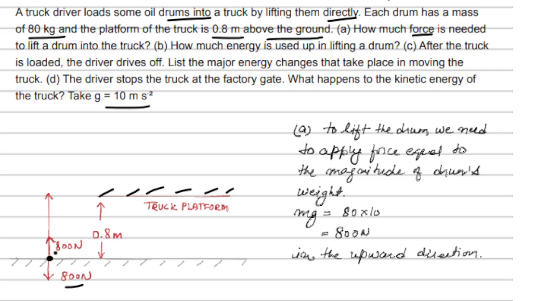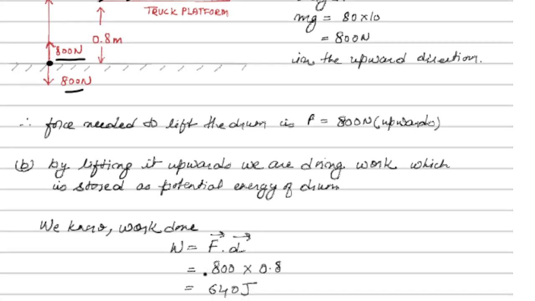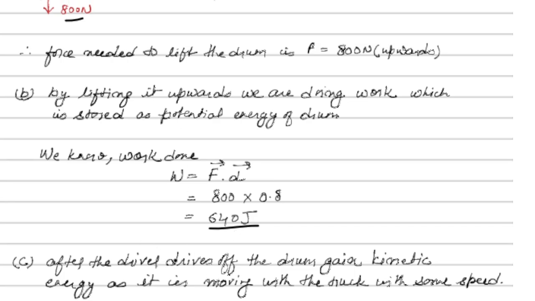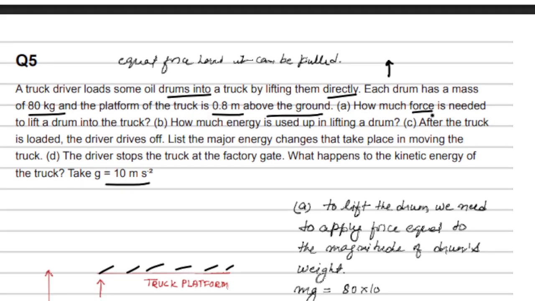So we assume that it is exactly equal to 800 Newton, and this force multiplied by the displacement, that is the height of the platform, and we will get the answer: 800 into 0.8 is equal to 640 joules. So this much work needs to be done if we want to pick one drum to the platform. Now let's see the other parts. How much force is needed to lift the drum? We have done that. How much energy? That means how much work needs to be done, right? That is the 640 joules we have calculated.